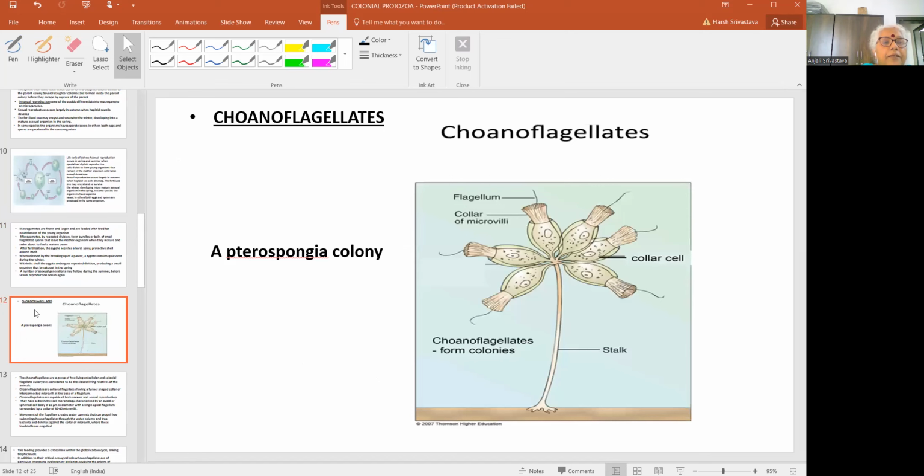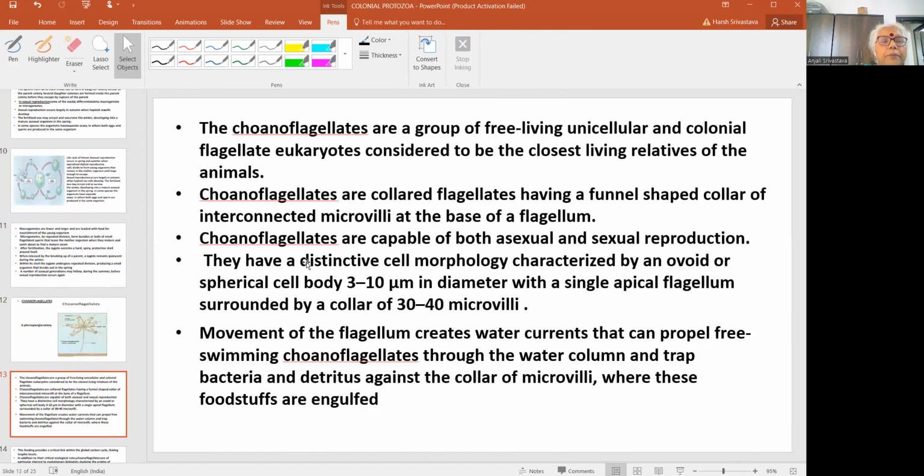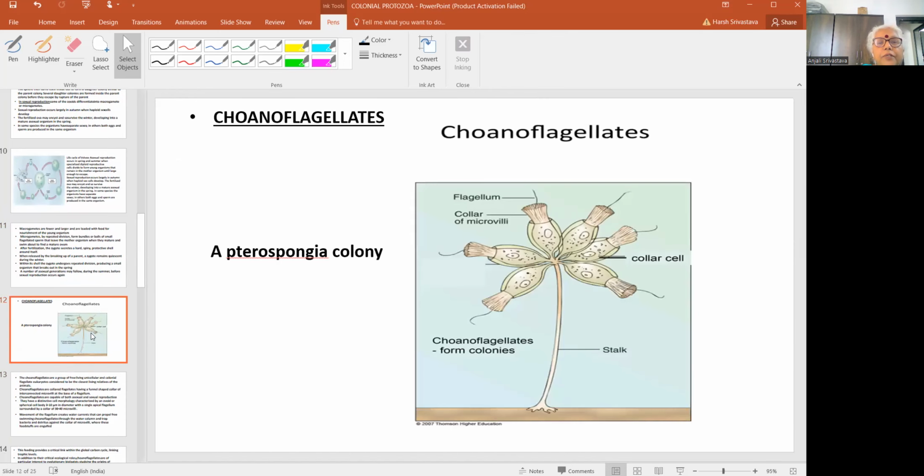Then come the choanoflagellates, that is the zoomastigophora. The animal-like colonial protozoans are represented by the zoomastigophora, and the most vibrant example of the zoomastigophorans is the choanoflagellate group, in which colonial as well as solitary forms are there. The most important choanoflagellate that has evolutionary significance is the pterospongia.